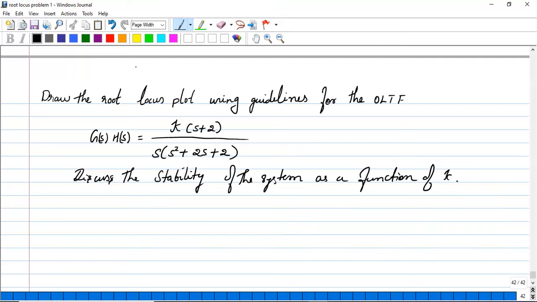So today we shall discuss the problem on root locus, stating: draw the root locus plot using guidelines for the open loop transfer function that is given by G(s)H(s) equals K(s + 2) over s(s² + 2s + 2). Discuss the stability criteria of the system as a function of K.